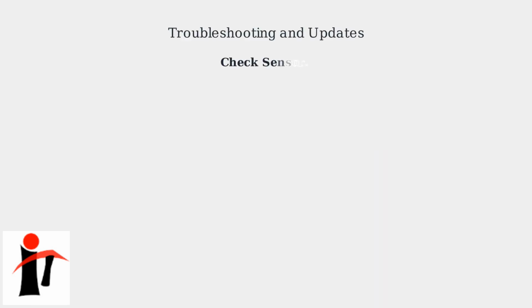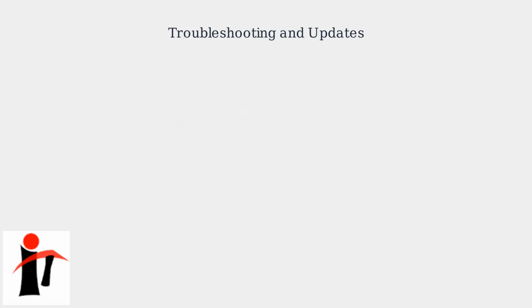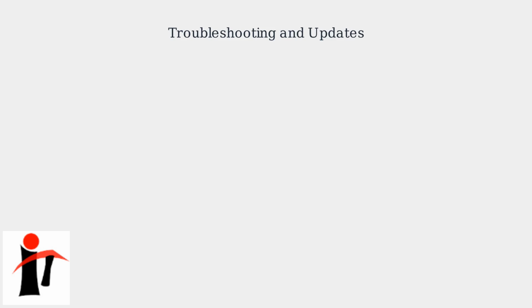If you experience issues with traffic-aware cruise control, first ensure that all sensors are properly maintained. The radar, cameras, and ultrasonic sensors must be clean and unobstructed to function correctly. Check for software updates regularly. Tesla releases frequent updates that enhance TAC functionality, such as better handling in construction zones and improved responsiveness in traffic. Use the vehicle's touchscreen to check for and install updates.